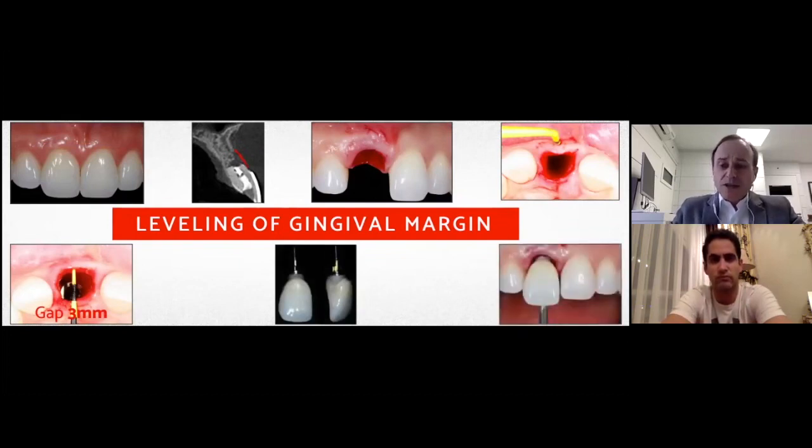Here, we check this provisional restoration over the implant. We intentionally left this anatomical under contour in the buccal aspect and the proximal areas, in the mesial and the distal aspect. We call this space the soft tissue gap, STG. We've been working with this protocol and methodology for more than 13 years.